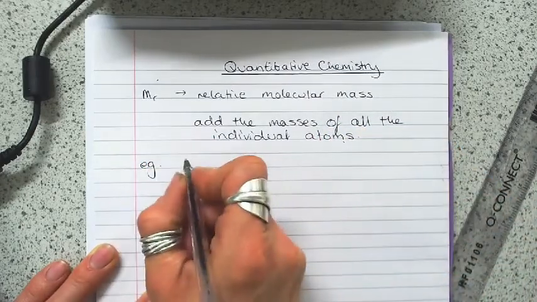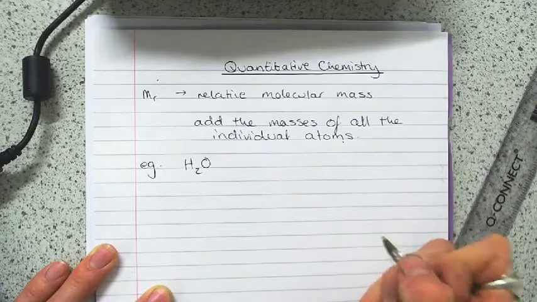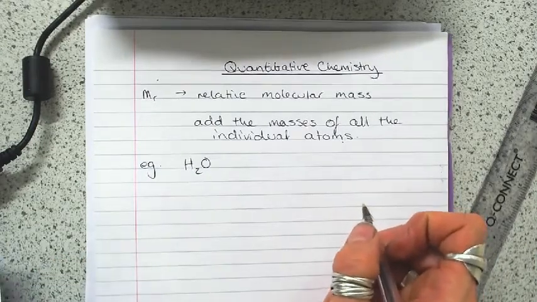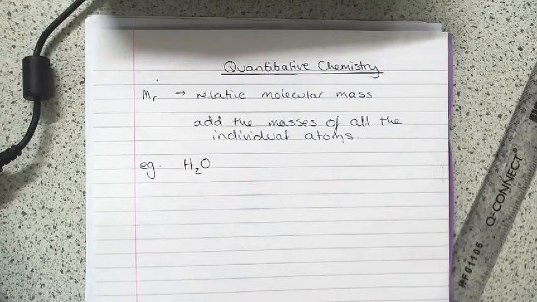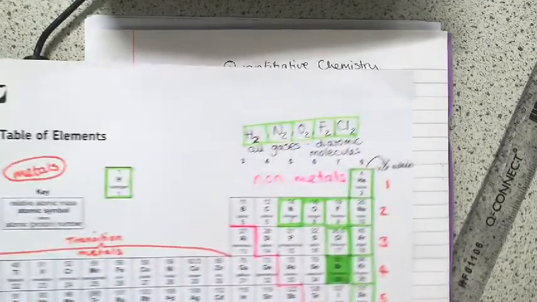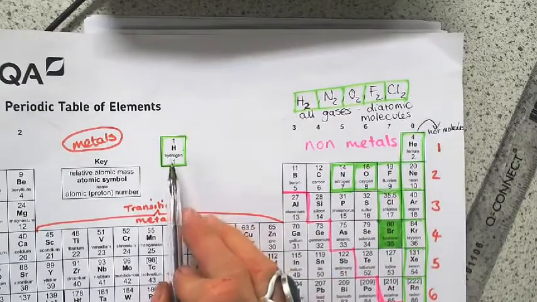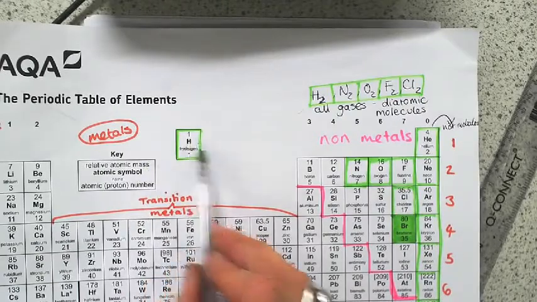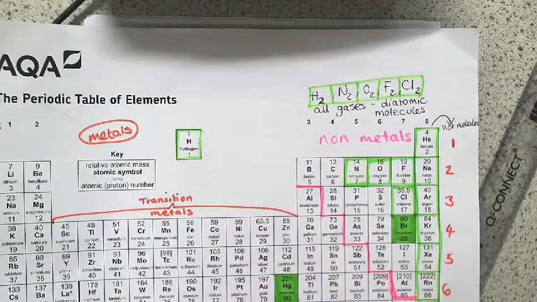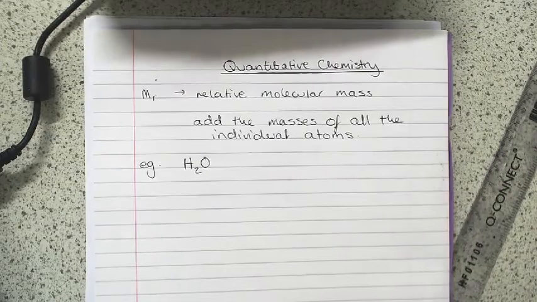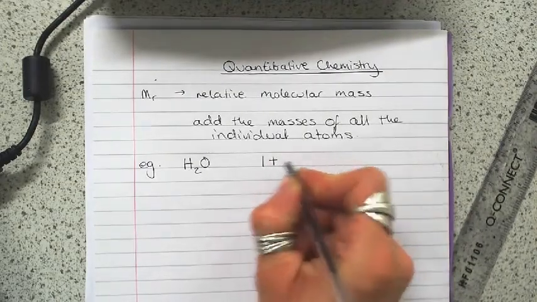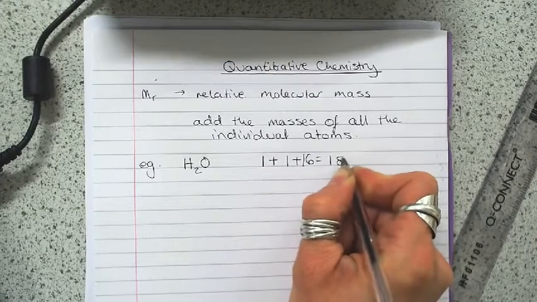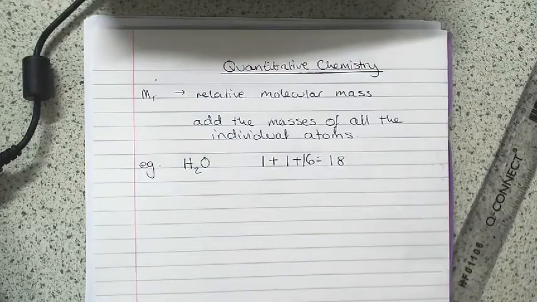So for example, if we take H2O, H2O contains 2 hydrogens and 1 oxygen. So what you need to do is find your periodic table. Now mine is covered in all sorts of notes that I've made, so that's absolutely fine. And I find hydrogen, and I find that its mass number is 1, okay? And oxygen's mass number is 16. So I'm going to be adding 1 to 16, which totals 18. So that's the MR of water.